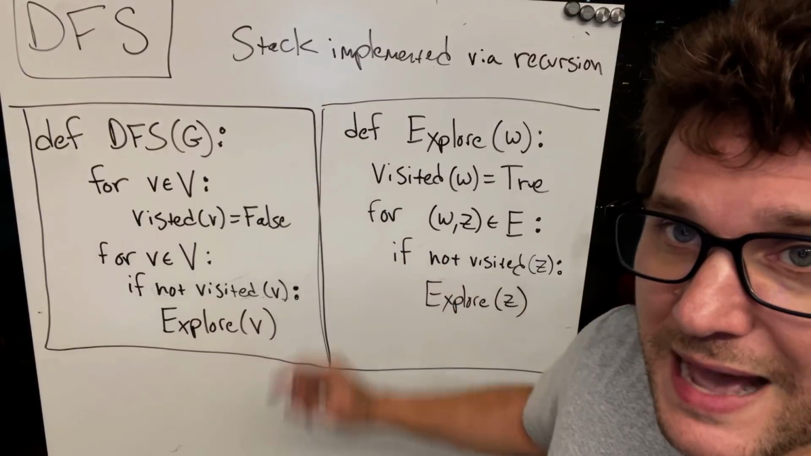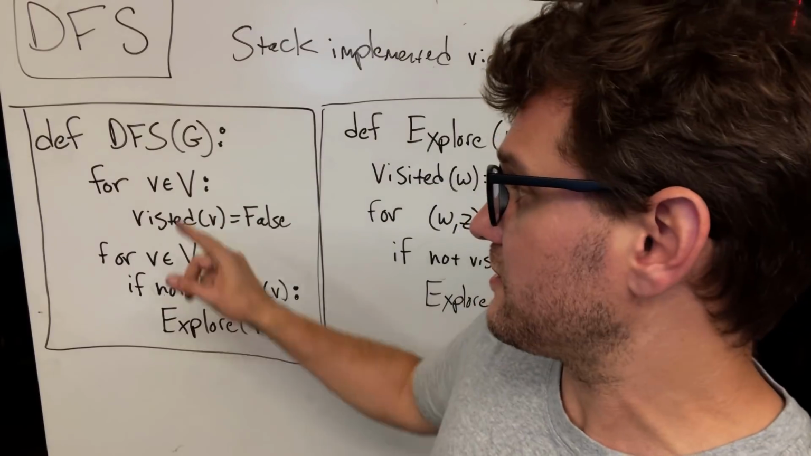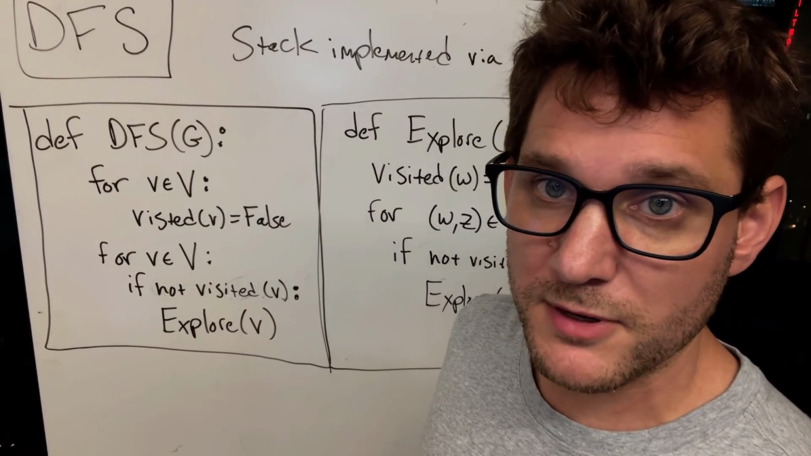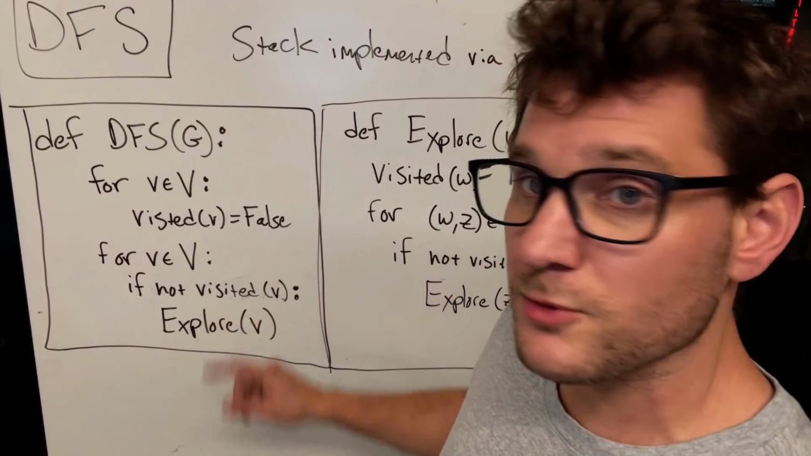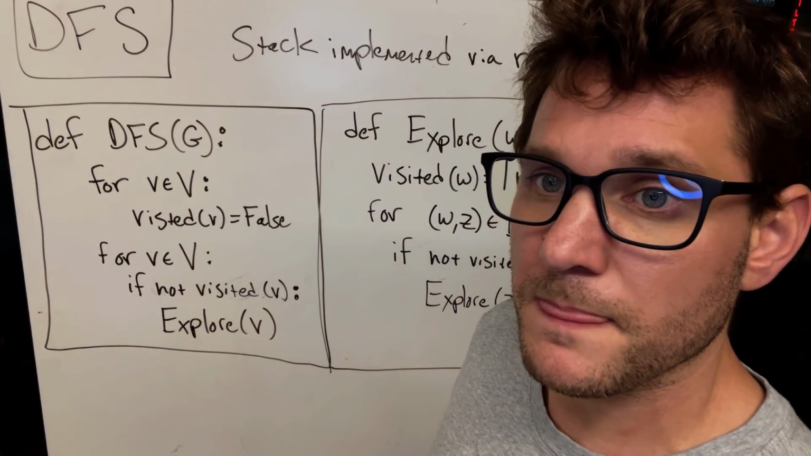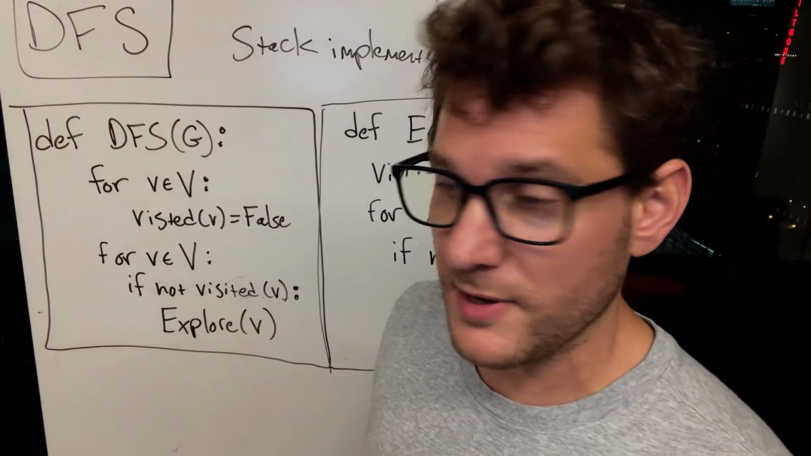So first, let's define the outer loop. The outer loop here is DFS. What it does initially is it sets a flag, the flag visited, for every node to be false. Every node is not yet visited. And then it loops through the nodes again. And if a node has not been visited, it calls the explore v function. It calls explore on the node v.